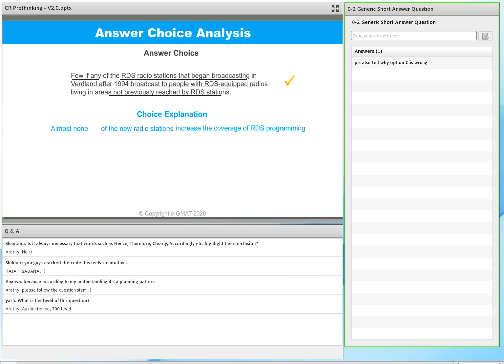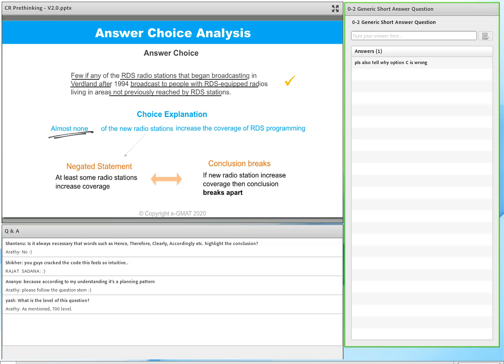Now, this is the correct answer. It's in line with our pre-thinking. I'm going to look at every answer choice, so don't worry if you chose another answer choice. I'm going to justify why every other answer choice is not even close. So let's negate this. What is the negation of almost none? At least some radio stations increase coverage. If at least some radio stations now transmit to people who had the right kind of radio but did not have any coverage, then can the author say that the number of overlanders receiving special program information did not increase significantly? No, he can't really say. The conclusion breaks down, which means it satisfies my must be true test.